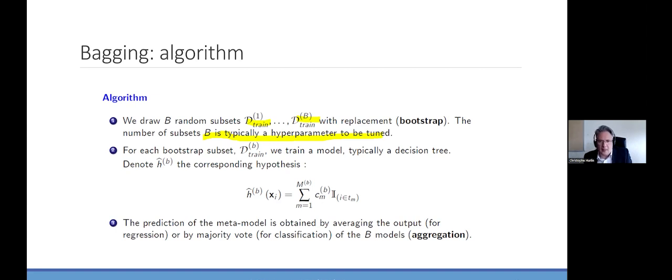For each bootstrap sample, D train B, we train a model, typically a decision tree. I denote h_B the model that has been trained on the bootstrap sample B. Then the prediction of the meta model, so bagging, is obtained by averaging the output for regression or using a majority vote for classification. This is the aggregation phase.